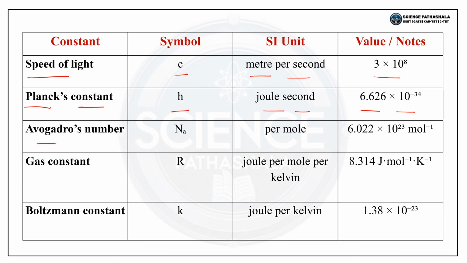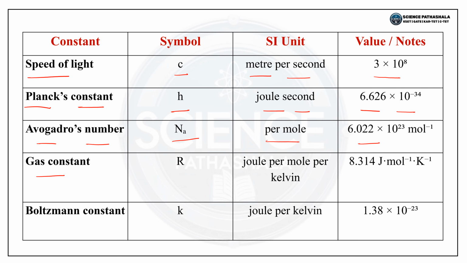The next is Avogadro's number. Avogadro's number is the number of atoms or molecules in 1 mole of a substance. It is represented by the symbol capital N small a. The SI unit for Avogadro's number is per mole. The value is 6.022 into 10 raised to 23 per mole.